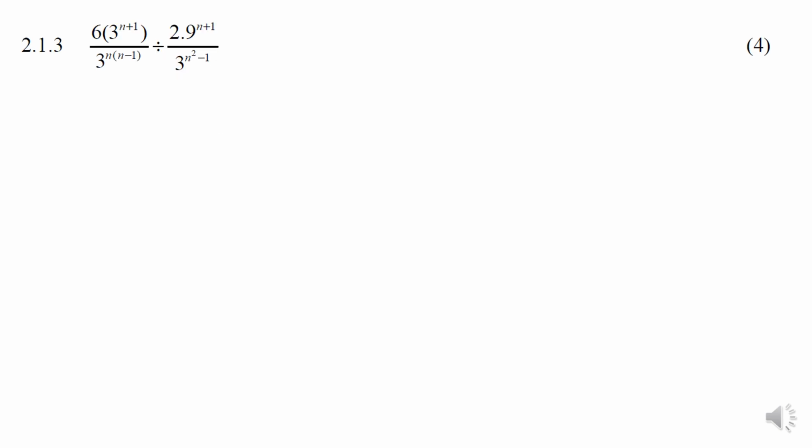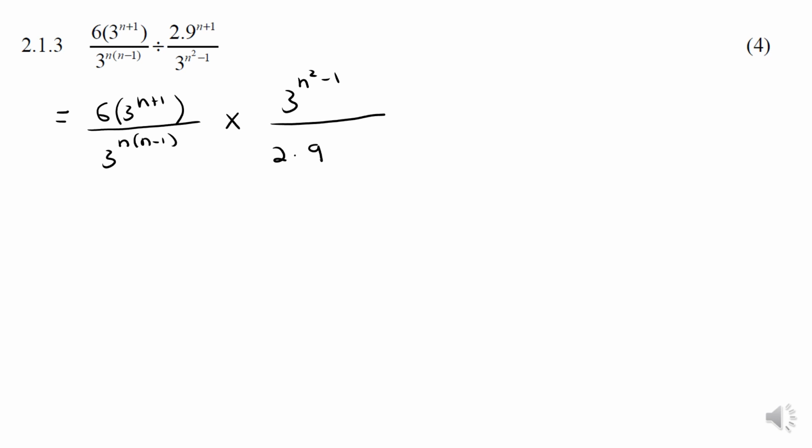For 2.1.3, we have a fraction divided by a fraction, so I'm going to flip the second fraction so I can have a times expression. So I'll have the 6 and then in brackets n plus 1, as well as the 3 to the power of n and in brackets n minus 1. And then I'm going to multiply it by 3 to the power of n squared minus 1 over 2 times 3 to the power of n plus 1.